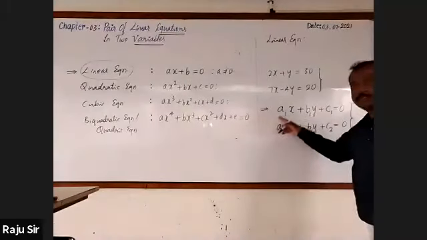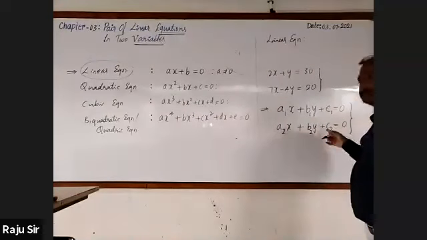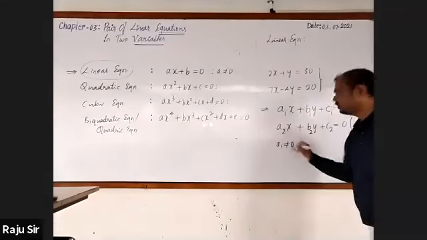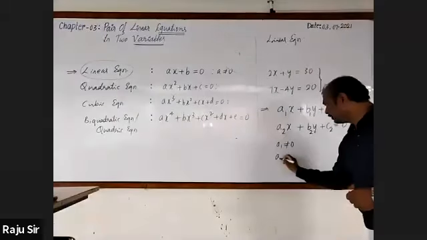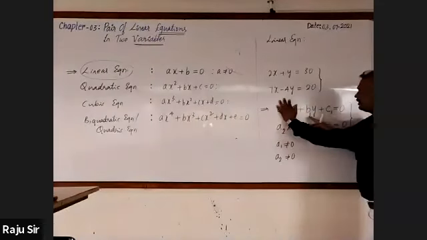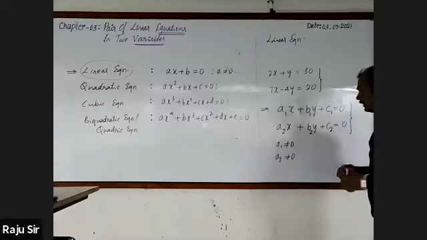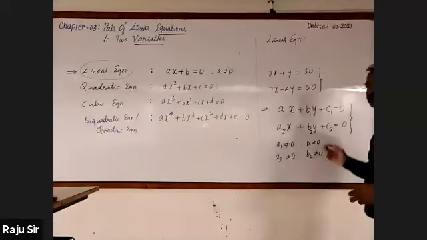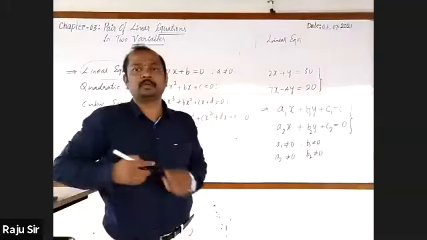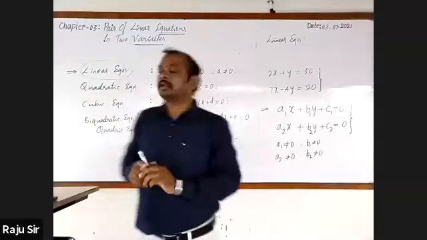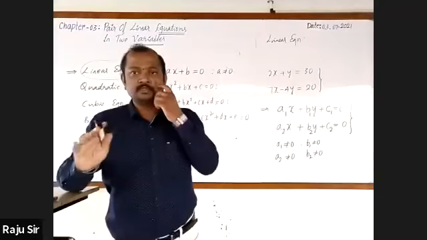And here the coefficients a1, a2, b1, b2, c1, c2 are all real numbers, and the condition is there. a1 should not be equal to 0, a2 should not be equal to 0. If a1 becomes 0, it will be a linear equation in one variable. I mean, we will not get two variables. That is why a1, a2, b1 and b2 should not be equal to 0. c1 and c2 may be 0 or may not be equal to 0. So it is just an introduction to the chapter Pair of Linear Equations in Two Variables.